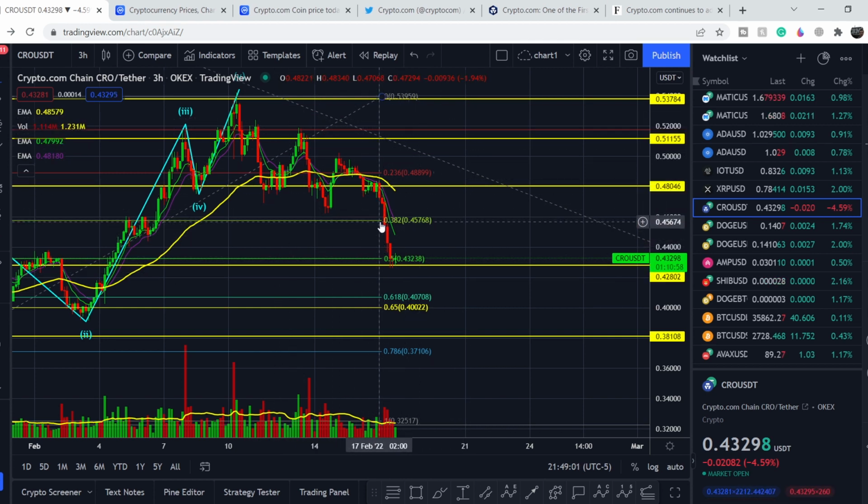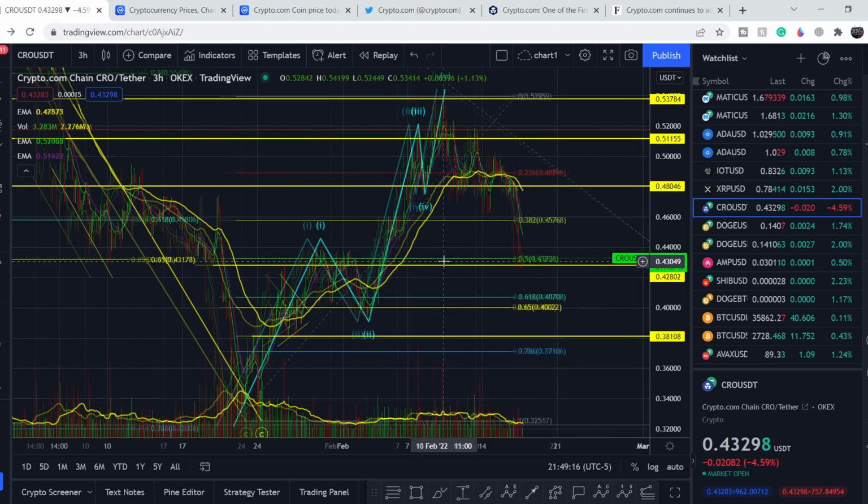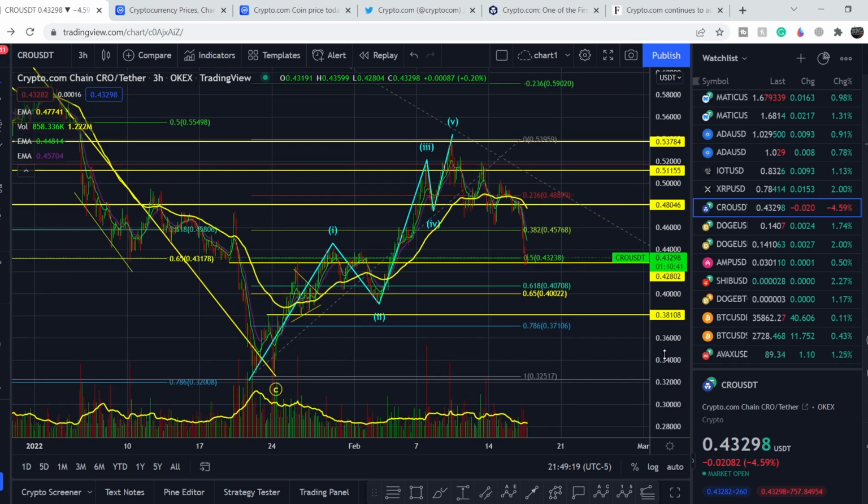And I told you literally that we have to hit at least the 0.382 level and 0.5 and probably 0.618, 0.65. And for now we hit the second target. It is the price point of $0.43. And it is the Fibonacci retracement range. Let me show you more thoroughly.